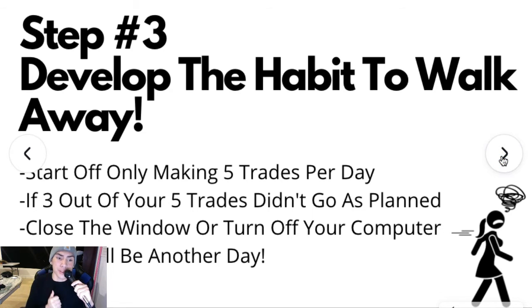And step number 3 is develop the habit to walk away. So start off only by making 5 trades per day. And if 3 of your 5 trades didn't go as planned, close the window or turn off your computer. You need to walk away. Maybe you're getting a little emotional. You're like, oh, I need to make back all my profit that I lost. I need to make back all the trades that I lost. But you need to close the window and turn off your computer, because now you're trading with emotion, and that's not good.